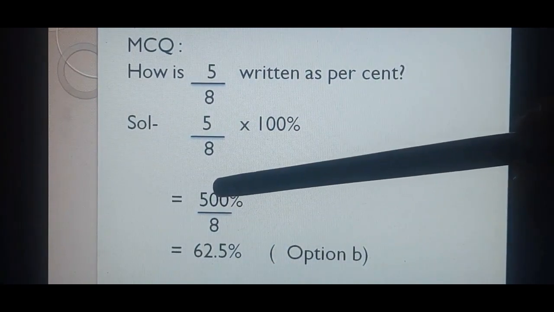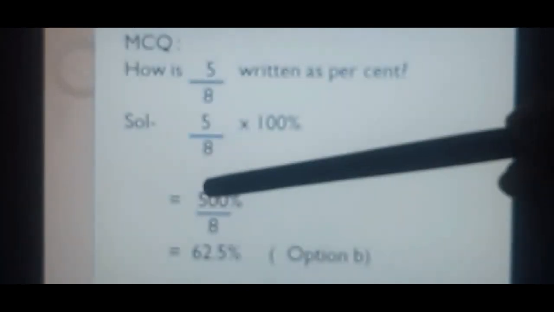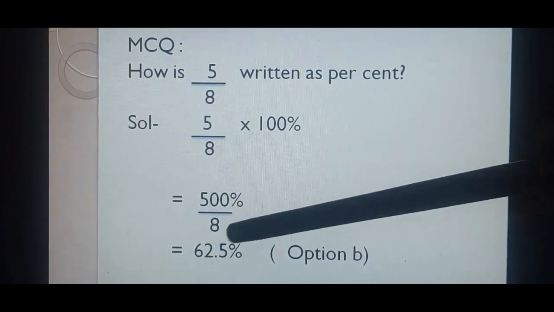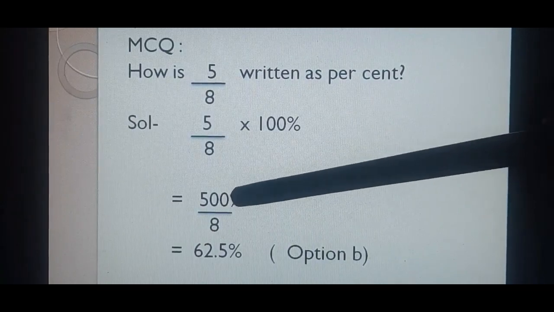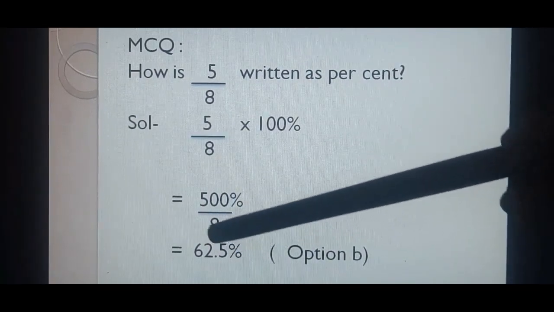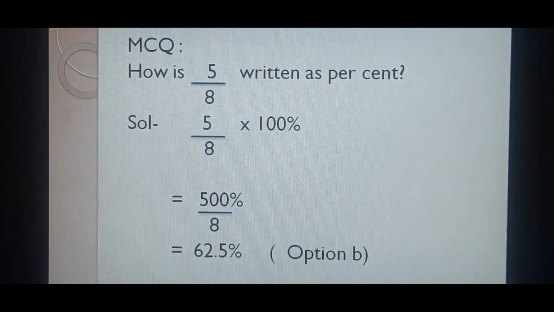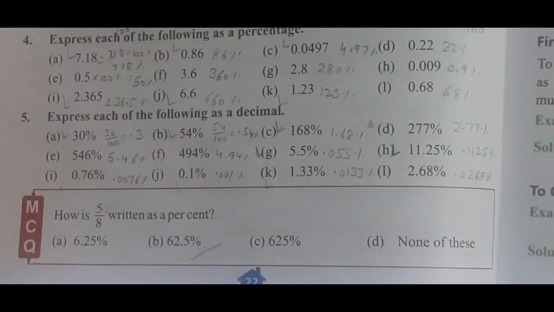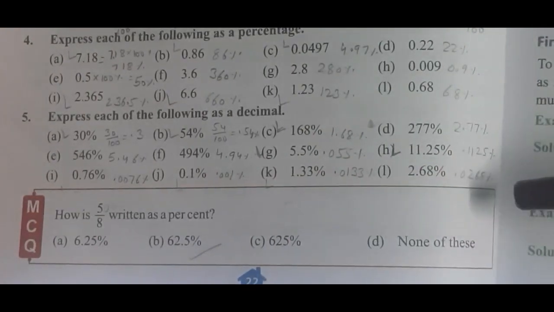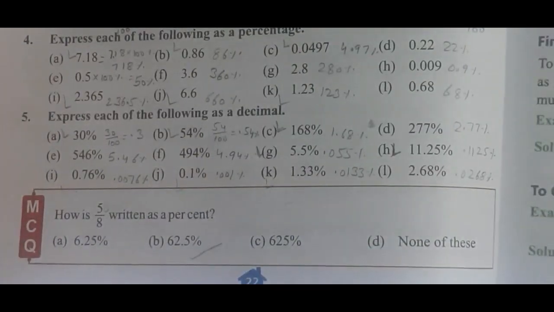8 6s are 48. 2 will be left, 2 and 0 is 20. 8 2s are 16. 4 will be left, you will put 0. 8 5s are 40. As you have taken 0 extra, you will put the decimal. So it will become 62.5%, and this is our option B. You can check here: option A 6.25%, option B 62.5%, option C 625%, and option D none of these. So when we have solved it, we got our answer B, 62.5%. Right?